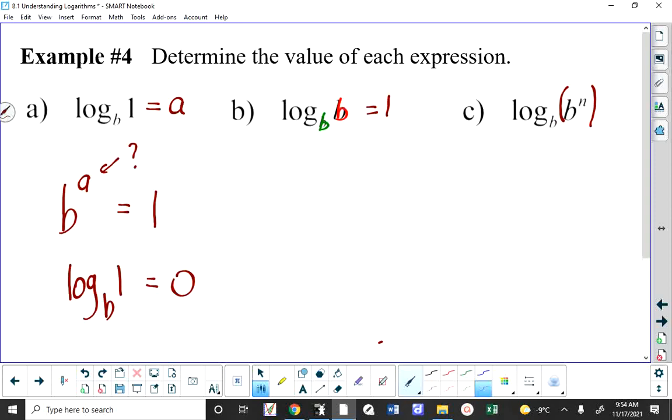The argument here is b to the n. So listen very carefully. Log base b of b to the n is saying, to what do you raise b to get b to the n? It's saying, to what do I raise b so that I get b to the n? n. b to the n is b to the n. Again, kind of a weird question, but that's why this is equal to n.